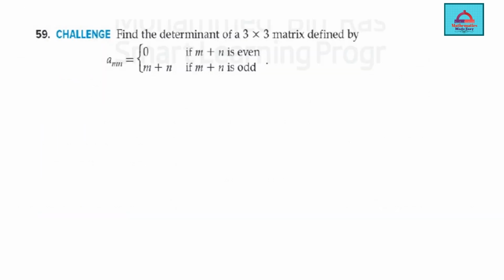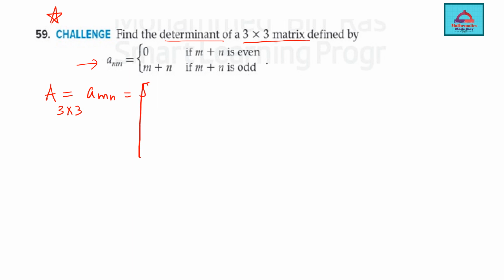Let's do a very interesting question. We are going to write a 3 cross 3 matrix which is defined with elements in this form, and then we are going to find its determinant. It's a challenge question, important, nice question. Let's write the matrix A, which is 3 cross 3 with elements A_MN equal to this value.